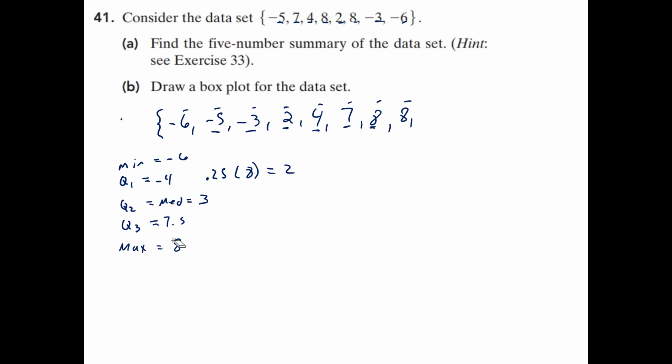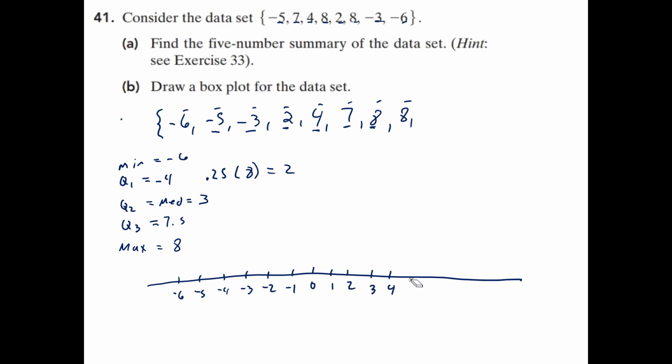And so then there you go. So then draw a box plot for the data set. For your data set, you draw a number line, going from -6. Had you used a scale of 2 or 3, that would have been fine too. But I just went ahead and went up by 1 just to make it easier.